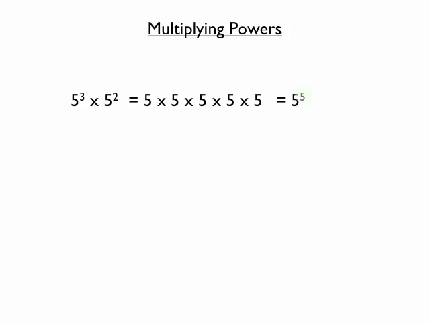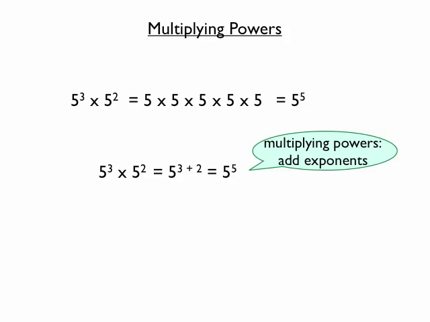Notice that the exponent in the answer is the sum of the exponents 3 and 2 in the starting equation. That is, when we multiply two powers of the same number, we add the exponents.